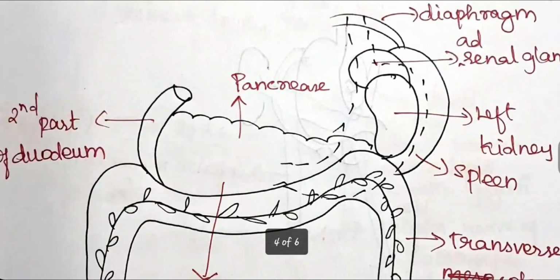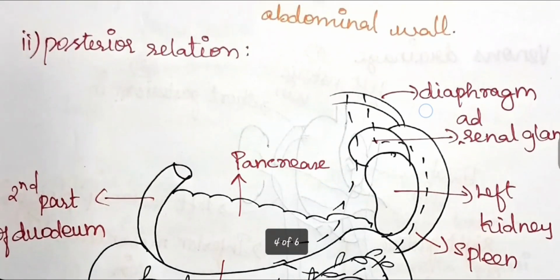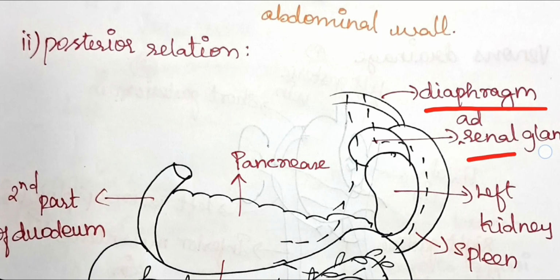Coming to the posterior relations, we can call it the stomach bed. You can see the diaphragm, left adrenal gland, left kidney, and spleen. As I said, the stomach is present on the left side of the abdomen. So which organs on the left side are related to the stomach, we will see in the stomach bed.